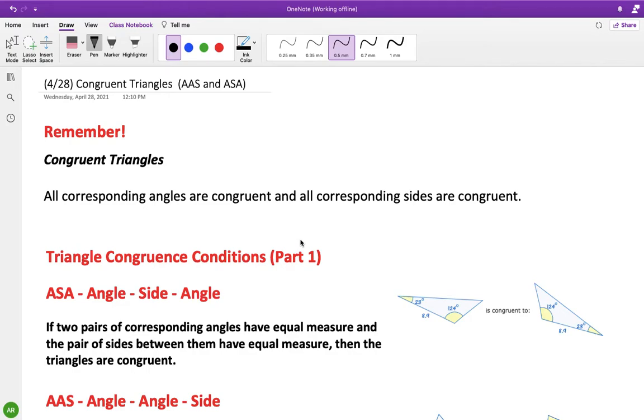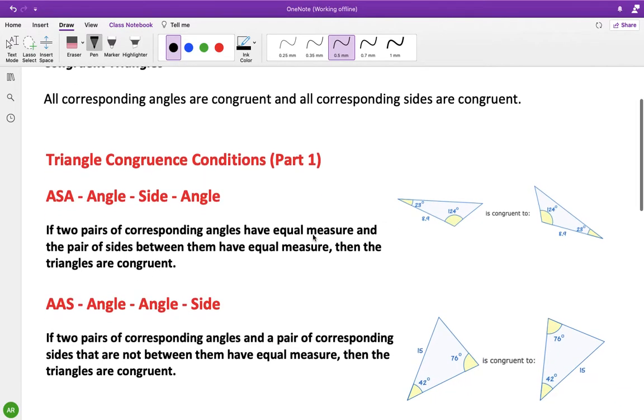So first thing we need to remember is that in congruent triangles, all corresponding angles are congruent and all corresponding sides are congruent. Conveniently, we don't always have to have all of that information. We don't need to have the three angles. We don't need to have the three side lengths. If we have some of the information, just based on the fact that they're rigid structures, we can make logical inferences on what's actually happening after that. So let's talk about the first one.